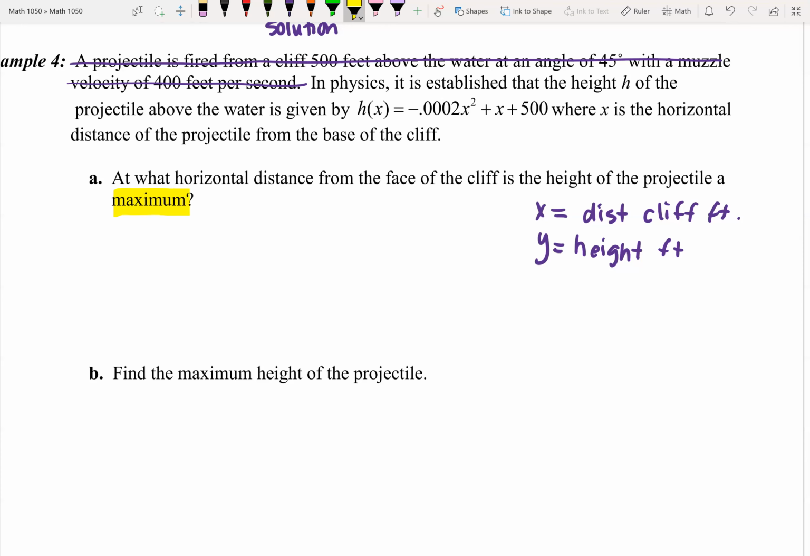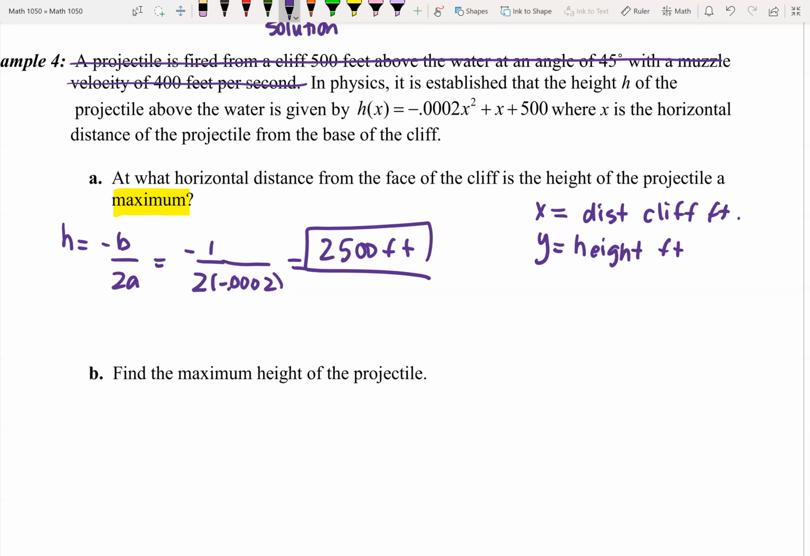There's that word. It doesn't matter if it says max or min, you do it the same way. So everybody go, h is negative b over 2a. That's negative 1 over 2 times negative 0.0002. Two negatives make a positive. So I go 1 divided by parenthesis 2 times 0.0002, close it off, hit enter, and I get 2,500. That's the x, which is the distance from the cliff. Read the question, from what distance from the cliff? So that's my answer, highlight it or box it.